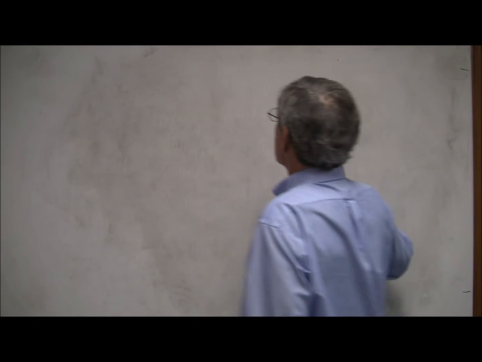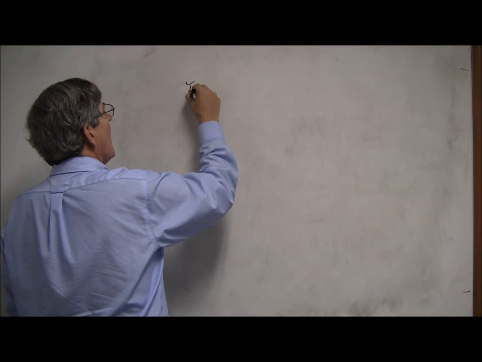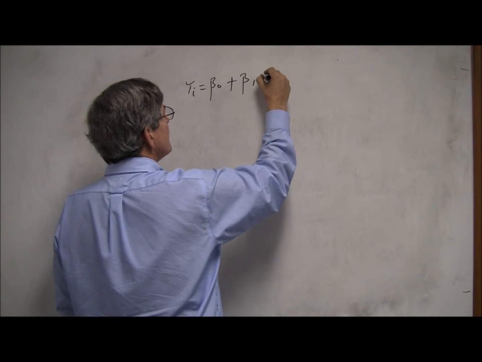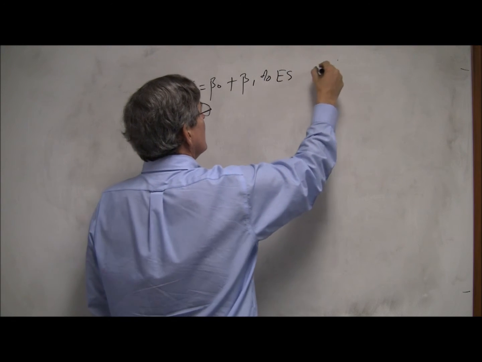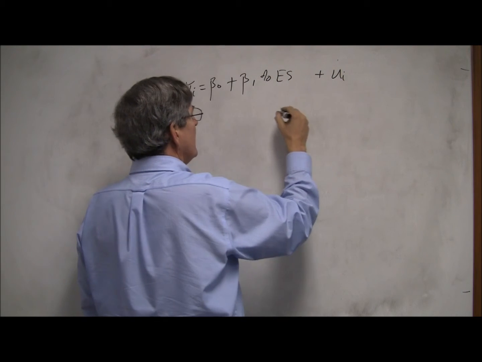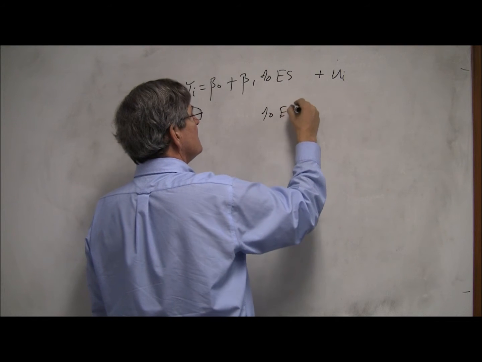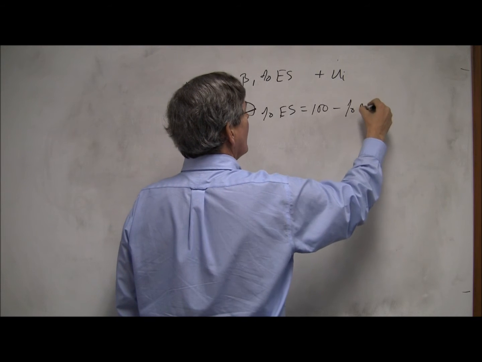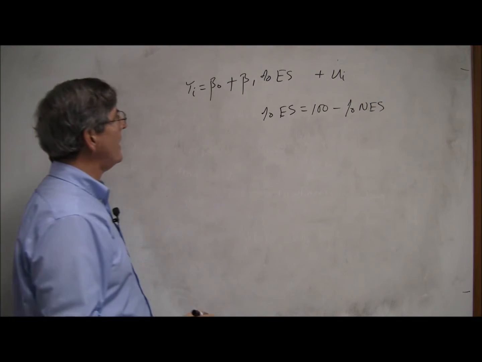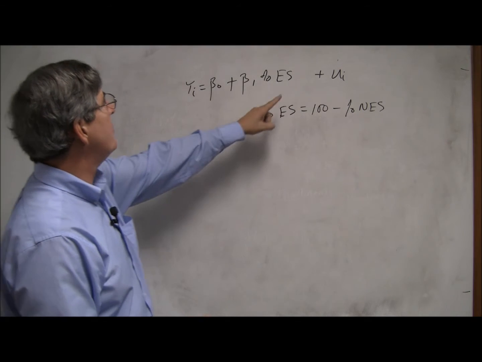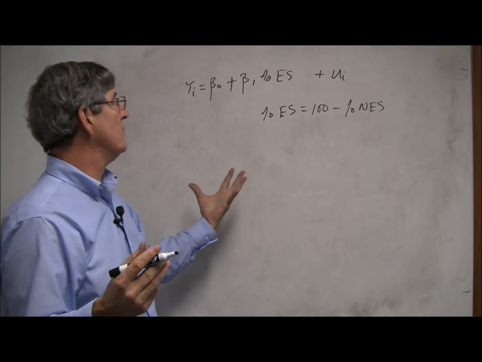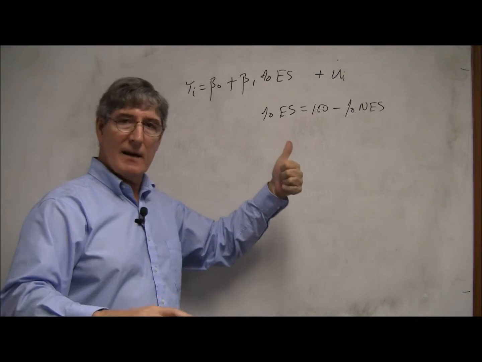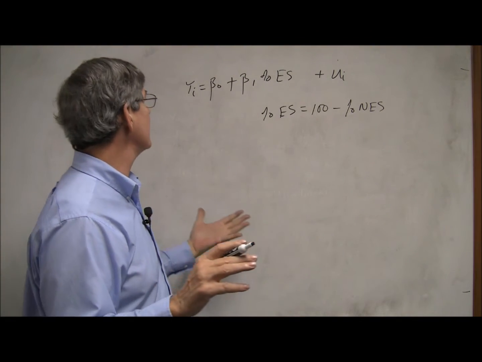So we have this model that says yi is beta naught plus beta 1 times the percent English speaking plus ui. And we know that the percent English speaking equals 100 minus the percent non-English speaking. So we can't put both of these variables in there, because then we have perfect multicollinearity. There's no error in here. They're perfectly related. If you've got more English, you've got less non-English speaking. They're perfectly correlated.